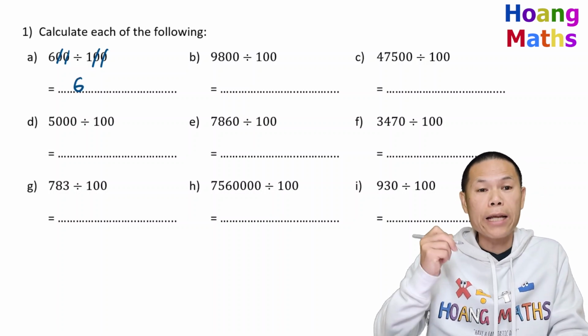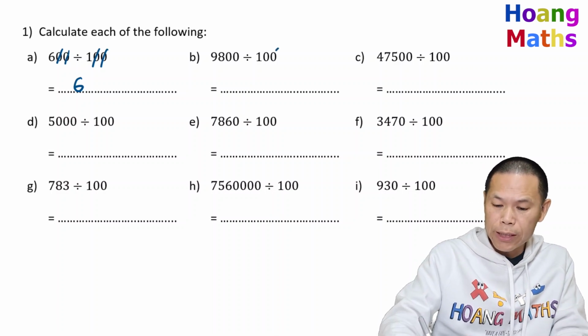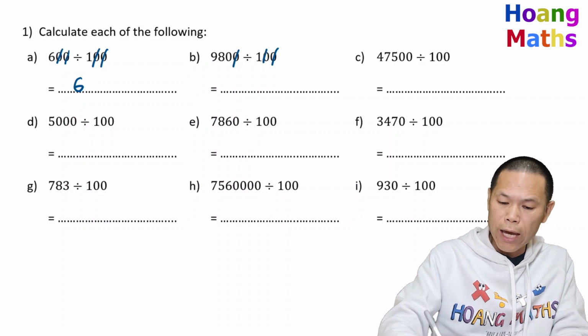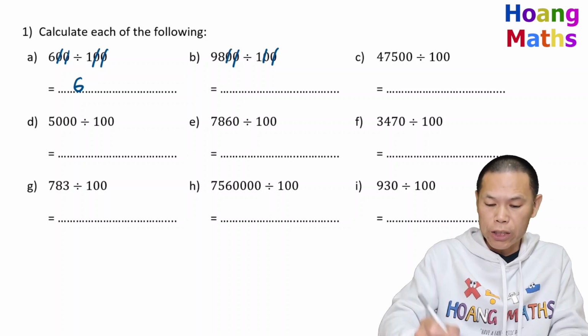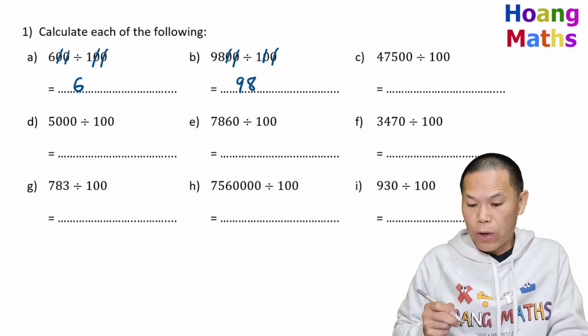And we have 9,800 divided by 100. Again, this 0 we cancel with this 0. And this 0 we cancel with this 0. Becomes 98. So there you go.